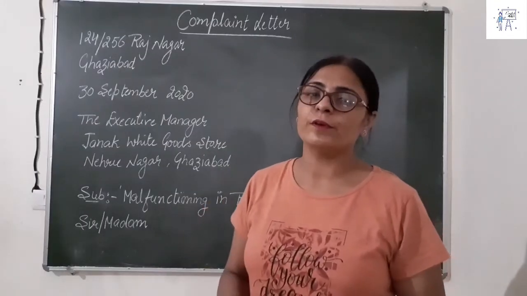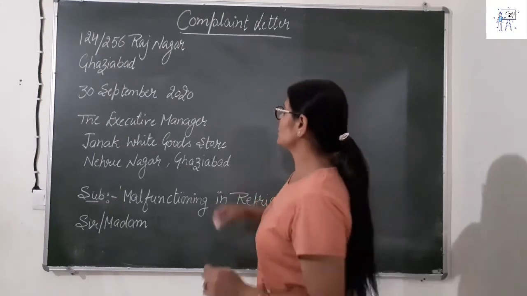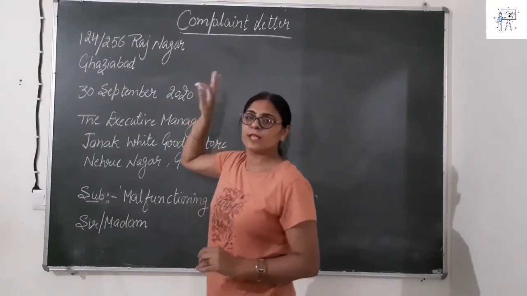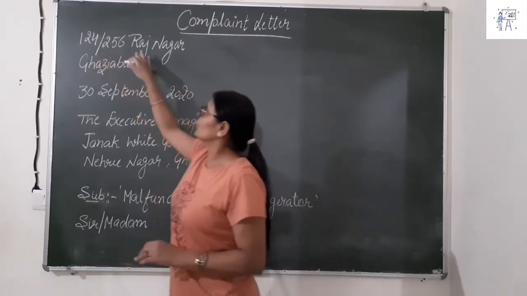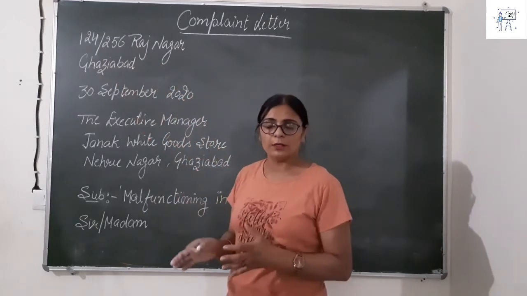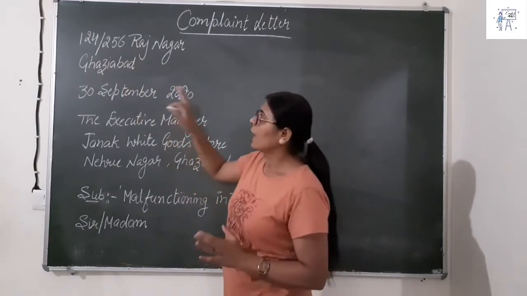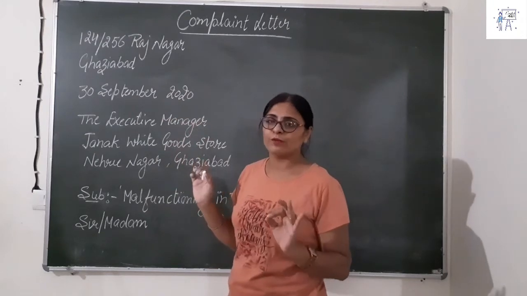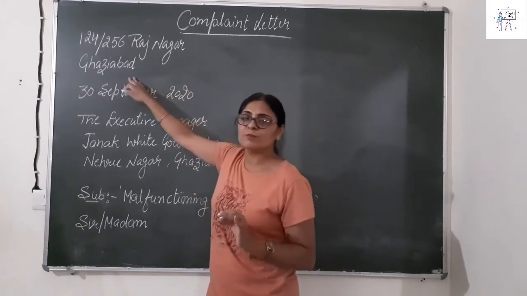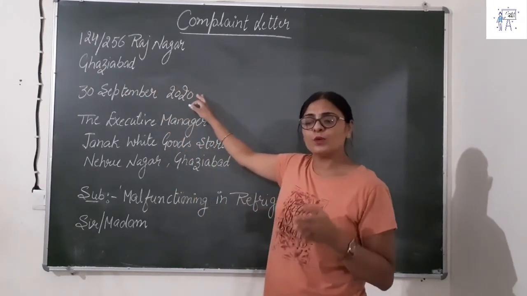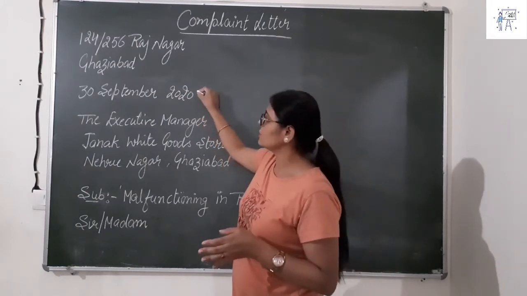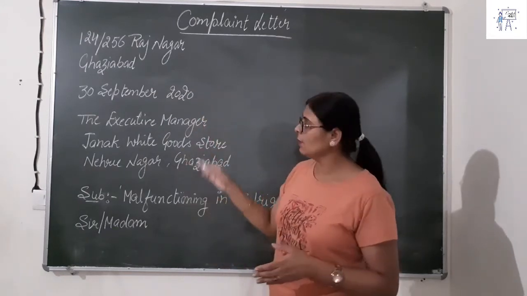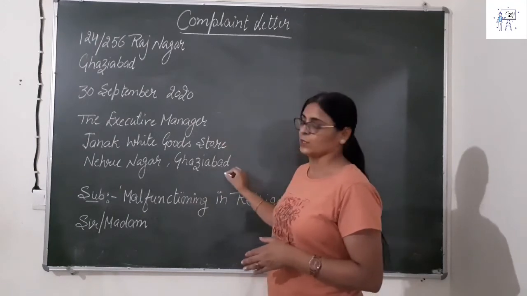So let's see how we will write a complaint letter. First of all, I have written here the sender's address, like 124 to 56 Rajnagar, Ghaziabad. This is the sender's address. We have to write the address, not the name of the sender. Then after leaving some space, I have written the date on which the complaint was made. Suppose I have written here 30 September 2020, and then the receiver's address.